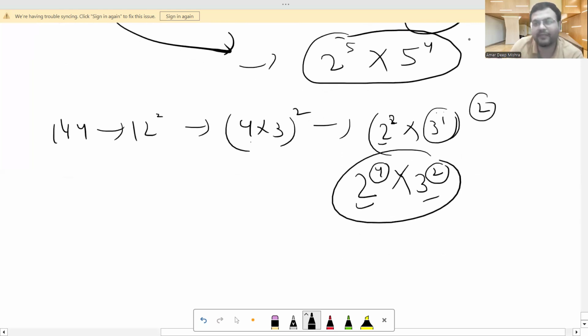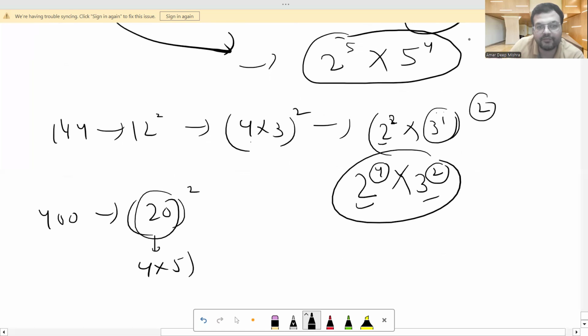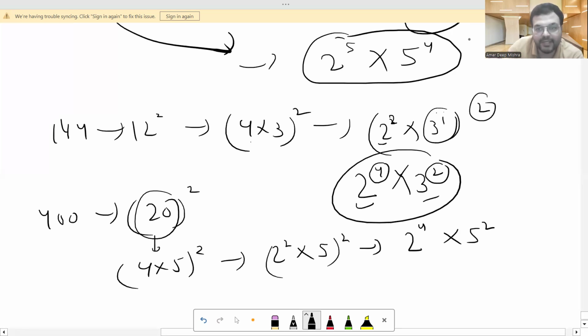So let me take one more example. Let's say I have 400. So 400 means what? That is 20 square. 20 is what? 20 is 4 into 5 and whole square. Now again, 4 is what? 2 square into 5 and this is whole square. So this will be your 2 power 4 into 5 square. So again, you see the power here is 4 and the power here is 2. Both of these powers are the multiple of 2. So this is the basic criteria of identifying a perfect square number. When you change the perfect square number into the prime factor format, you will see that the powers of the prime numbers are in the multiple of 2.